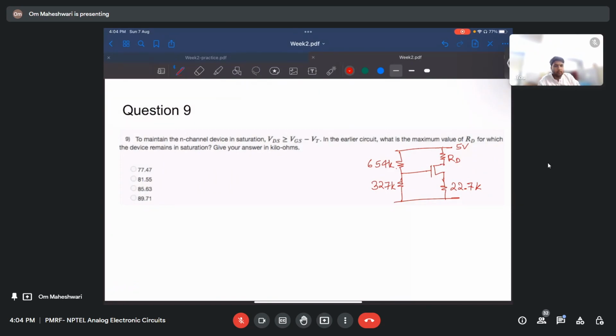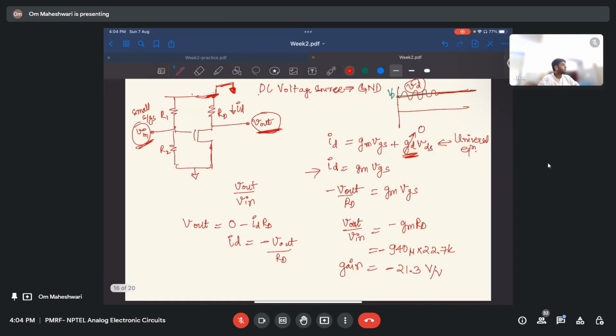Sir, I have a question. Sir, if we are considering channel length modulation, and we are considering that GD is not equal to zero, then what will be the scenario? Then this term will not be zero, obviously. And here, what will our VDS be? VDS will actually be V out, right?